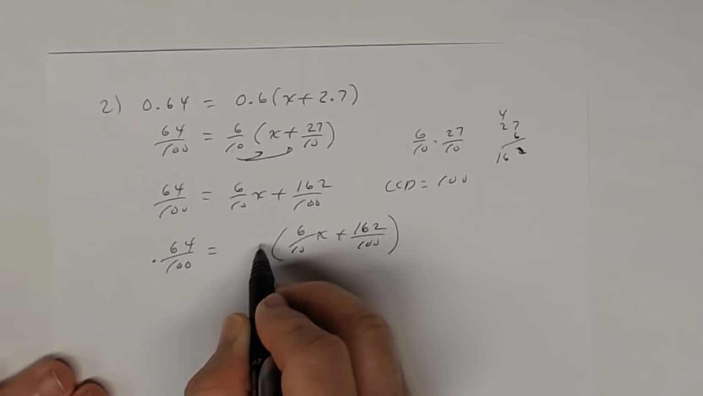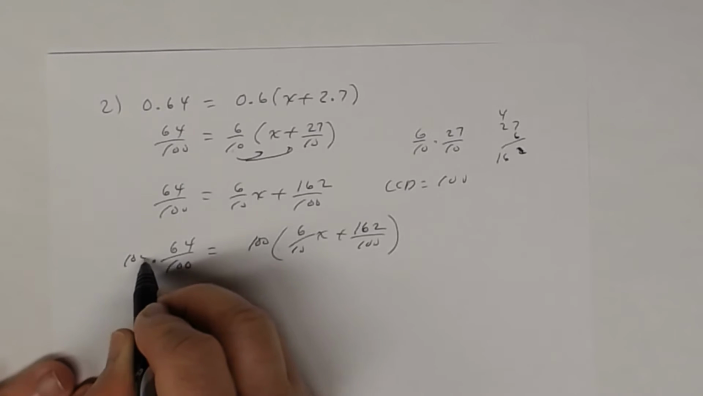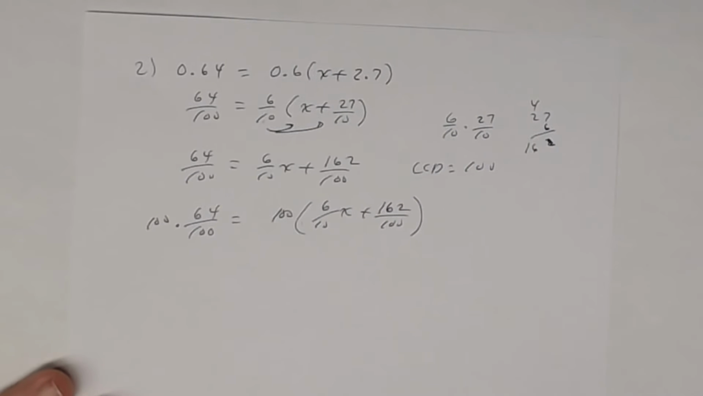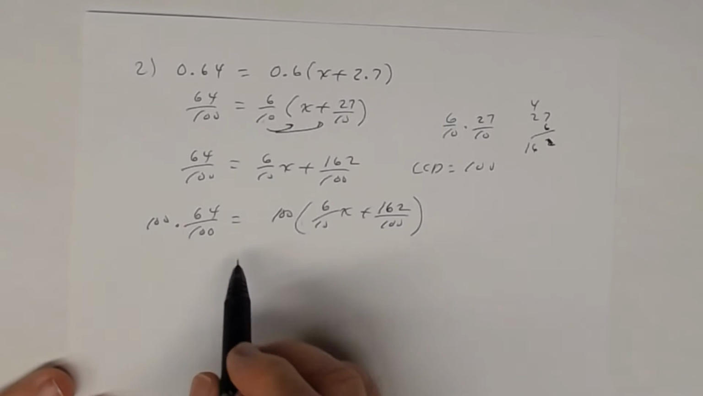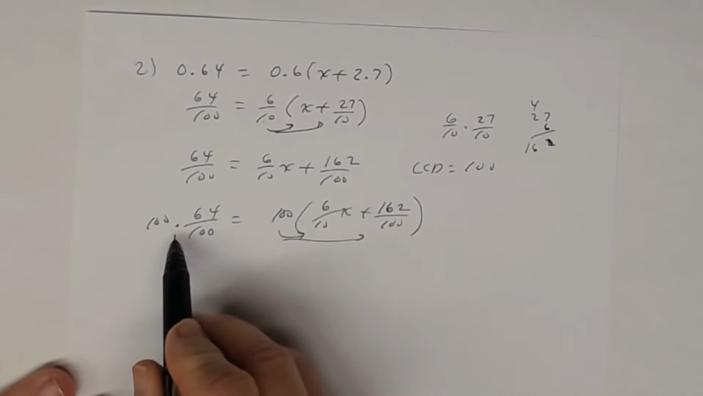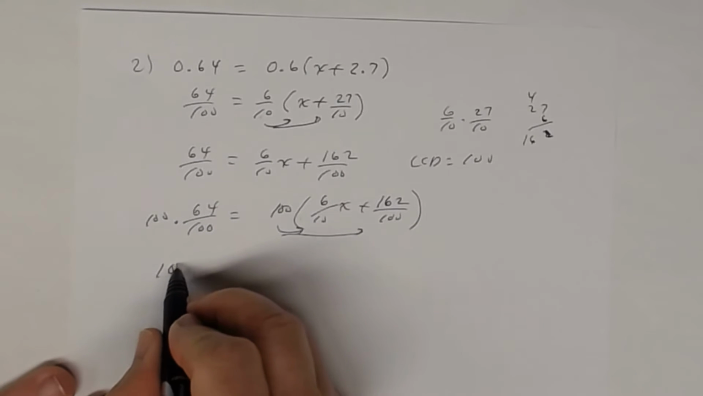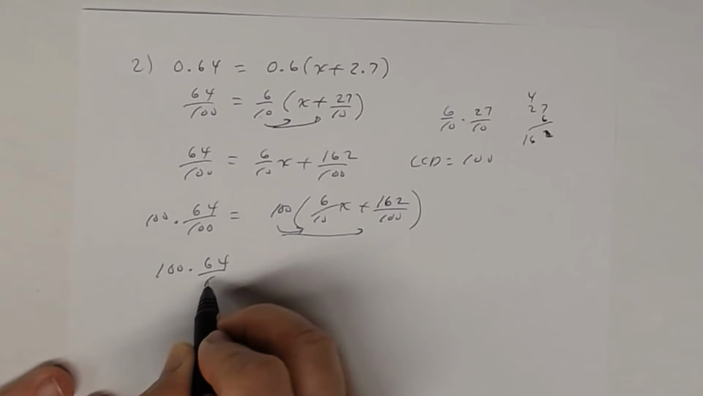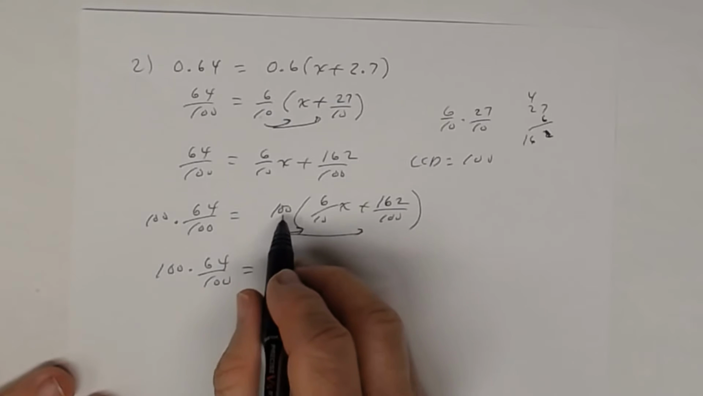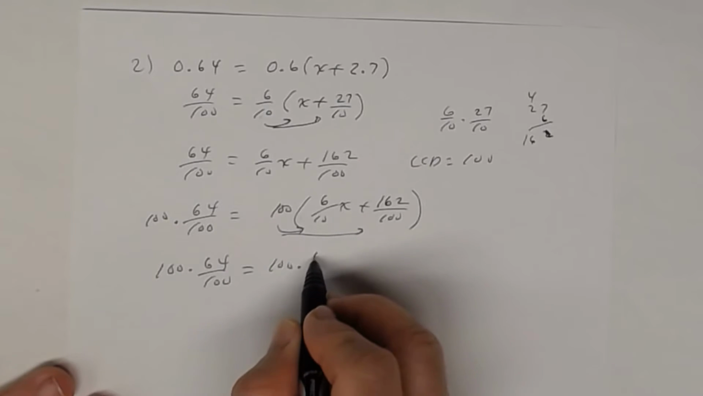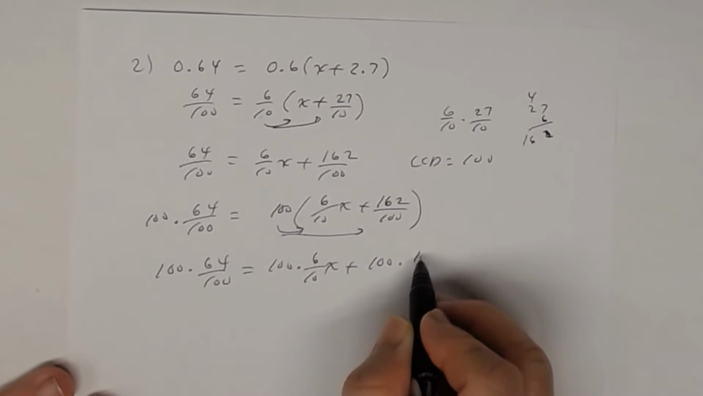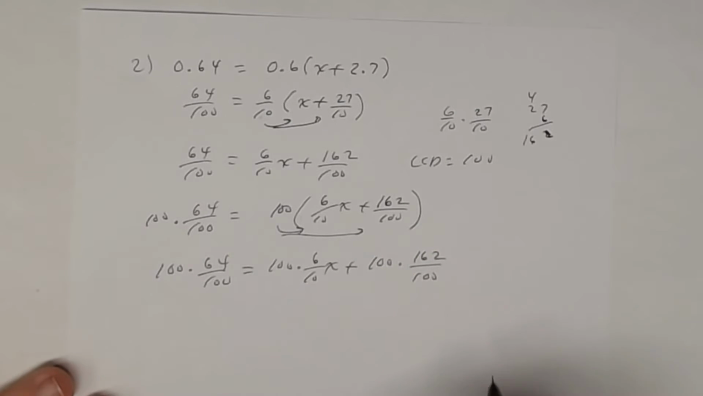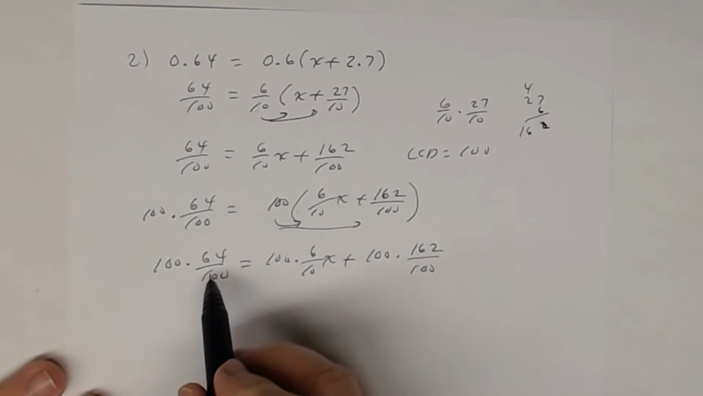Both sides have to be multiplied by the LCD. Now remember, the whole purpose of multiplying by the LCD is to clear those fractions that you see there. So let's distribute on this side, and we'll leave this side alone for right now. So I have 100 times 64 hundredths equals 100 times 6/10 x plus 100 times 162 hundredths. Now let's go ahead and reduce.